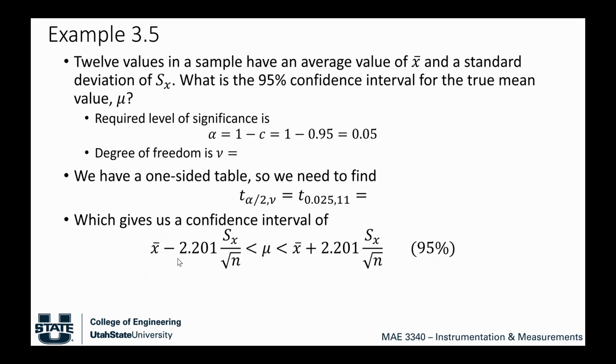So that 2.201 is the number of standard deviations times our sample standard deviation divided by square root of number of samples, and that is our confidence interval for this specific problem.